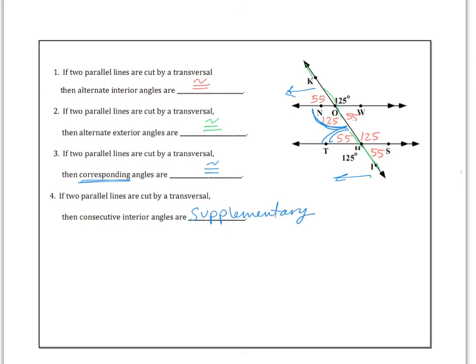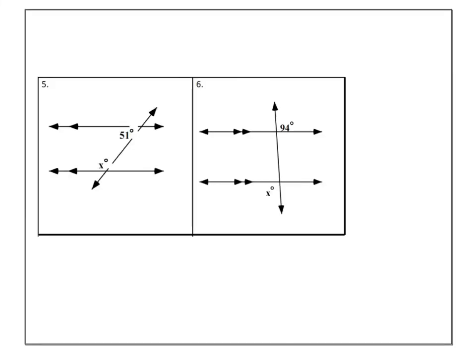In other words, consecutive interiors will always add up to 180 degrees. All right, so this is part of what your homework will look like. They're going to give you a picture and you have to solve for a missing angle.